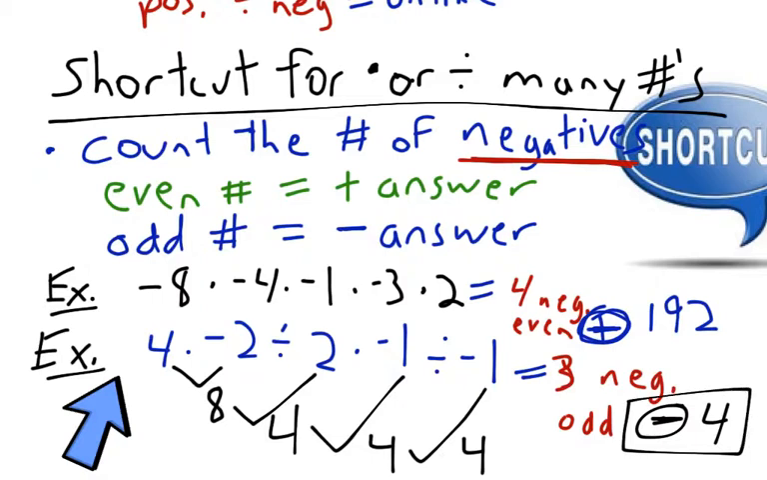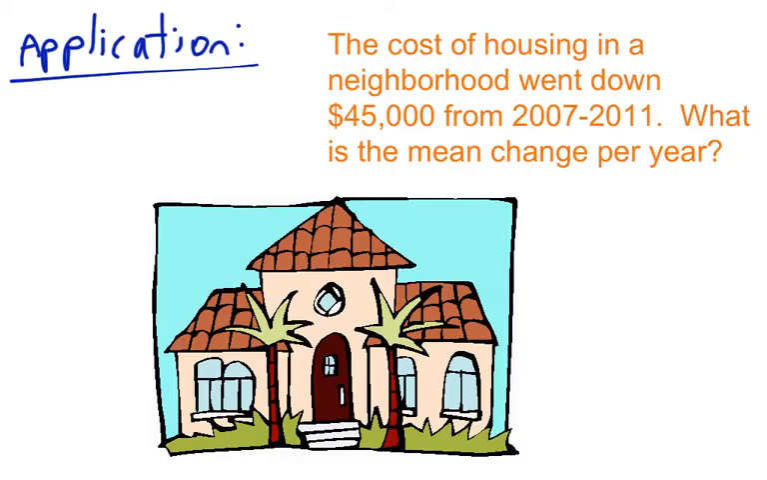Not too bad, right? Just count the number of negatives. An even number of negatives is a positive answer, and an odd number of negatives is a negative answer. And remember, that only works for multiplying and dividing. That rule does not work for adding and subtracting. Alright, let's do one application to this, and that will wrap up our notes for the day. So if you need to pause the video, do so, because I'm moving on. Here we go. Alright, jot down this application.